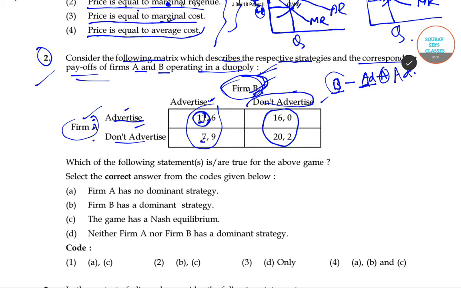Now we'll go to when firm B chooses don't advertise. When firm B chooses don't advertise, firm A again has two options. When firm A makes the second choice, we'll look into these two terms, 16 and 20. Here we can see 16 and 20. 20 is more than 16. So we'll conclude that when firm B chooses don't advertise, firm A also chooses don't advertise.